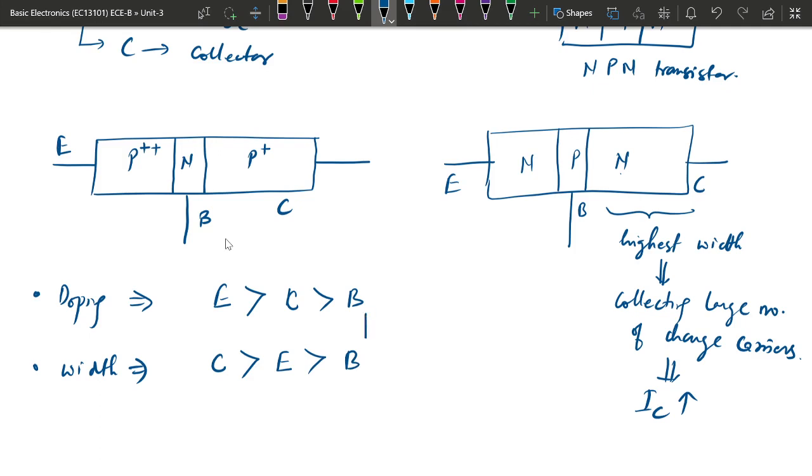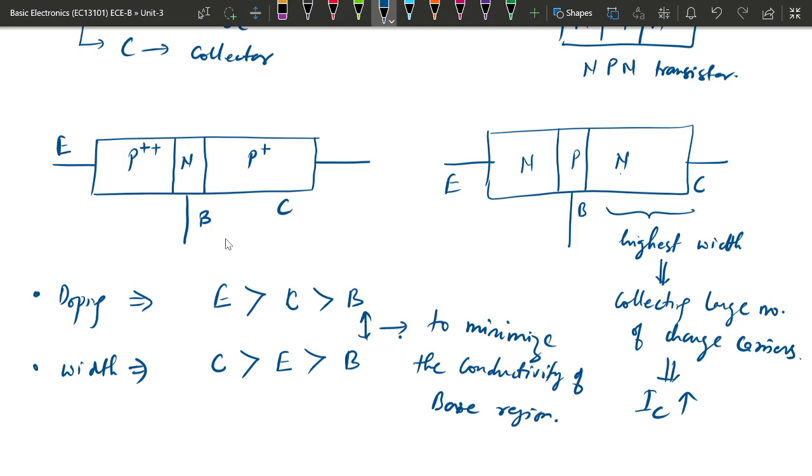This is basically to minimize the conductivity of the base region. That means whatever charge carriers the emitter layer emits, most of them should be passing to the collector, so that the collector can collect those charge carriers and pass them further into the circuit, so that the maximum current is constituted. Okay, having a large number of charge carriers.